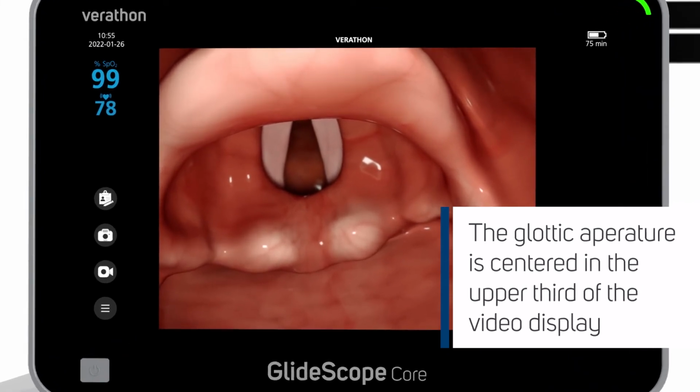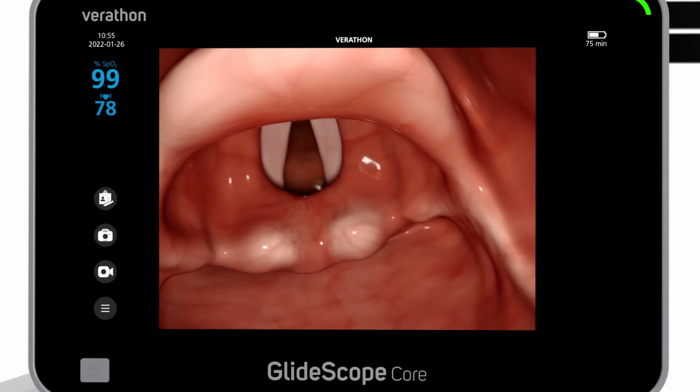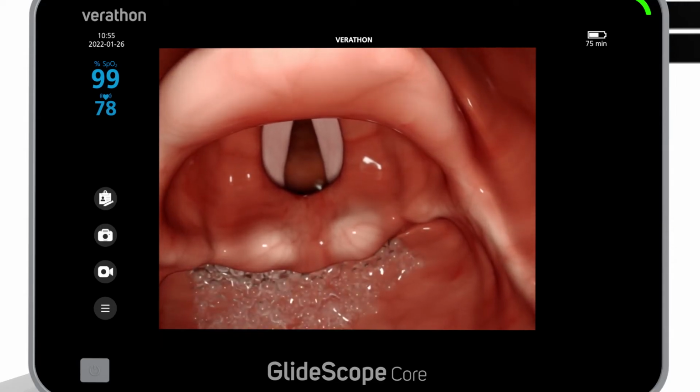With a hyperangulated blade, minimal lift force of only 2 to 3 pounds is required. Overall, this provides a wider view of the oropharynx and more working space for intubation. The design of the blade and the location of the camera minimizes the impact of blood and secretions on the view of the airway.